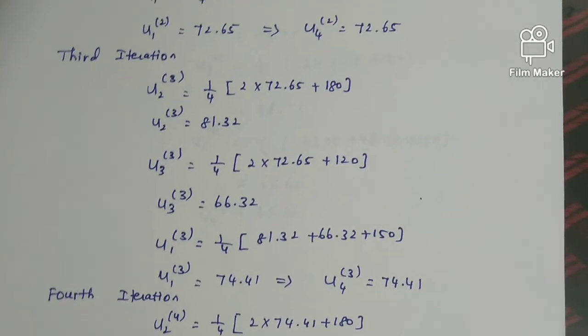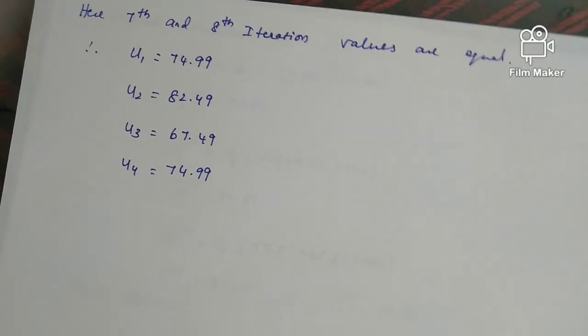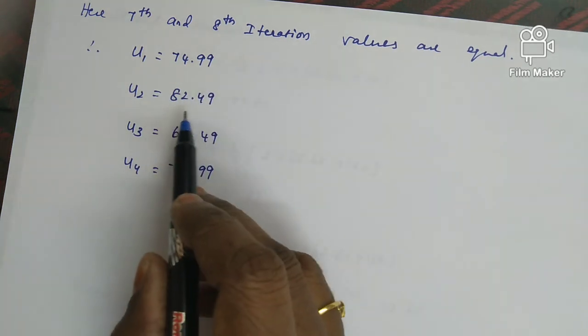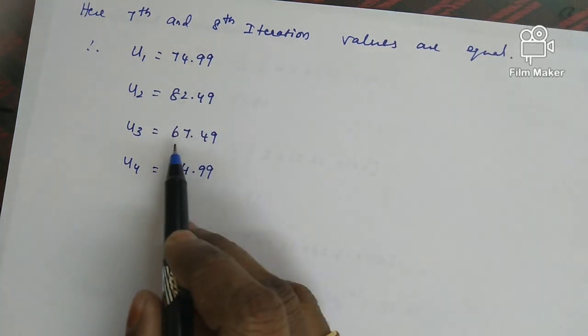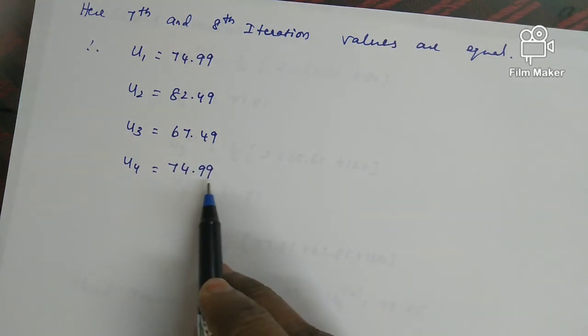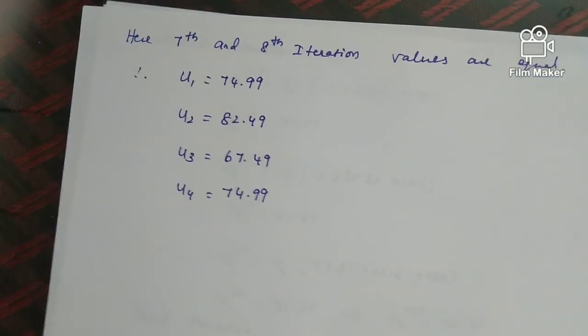For this problem, we get the right answer at the 8th iteration. The 7th and 8th iteration values are equal. So our final answers: u1 equal to 74.99, u2 is 82.49, u3 is 67.49 and u4 is 74.99. So this is the way we have to do problems under Poisson's equation.